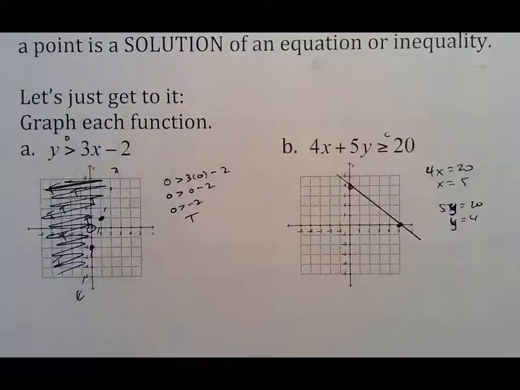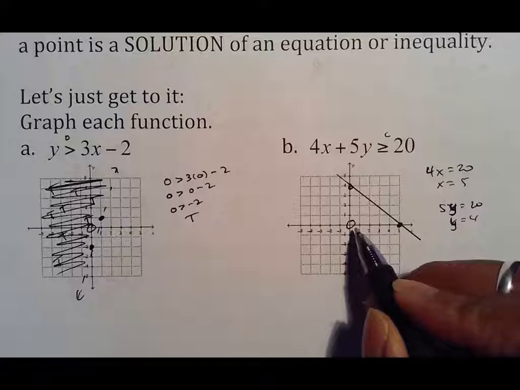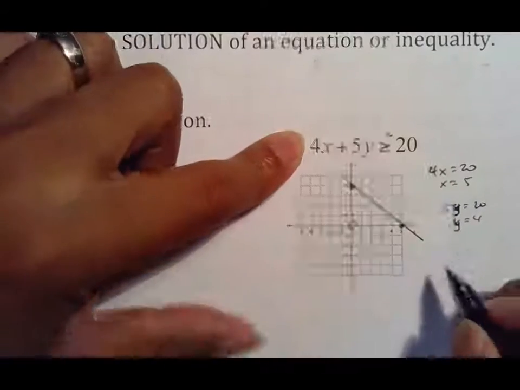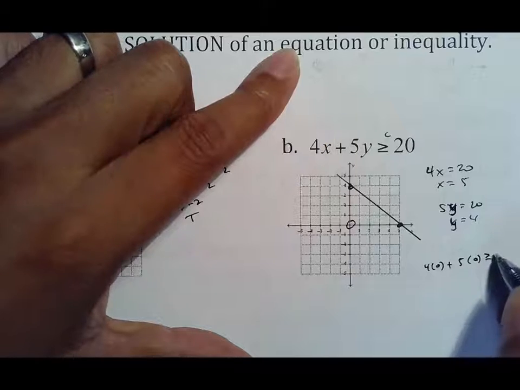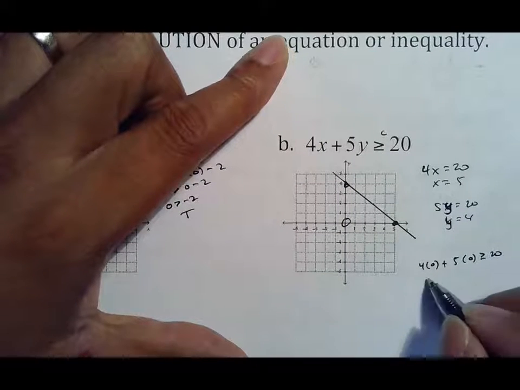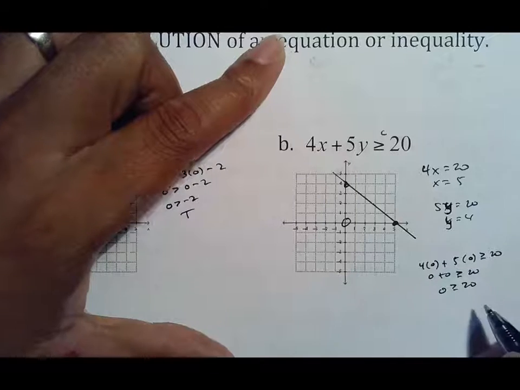And from there I have to test a point, because again, I don't know what's true and what's false. The easiest point to test is 0, 0. So I will put a 0 in for x. I will put a 0 in for y. That will turn into 0 plus 0 greater than or equal to 20. Is 0 greater than or equal to 20?